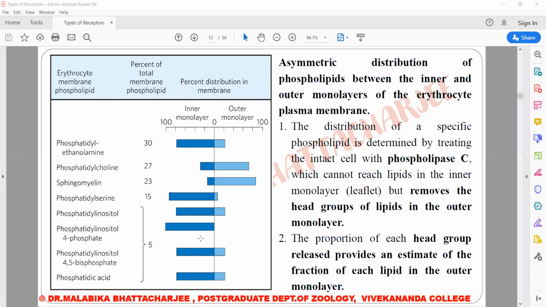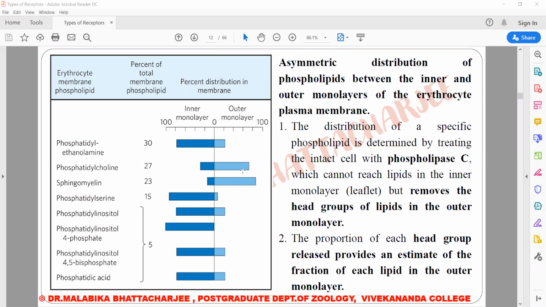Now, if we look into the distribution of the phospholipids between the 2 bilayers, there is an inner surface and there is an outer surface. In the inner surface, as you can see, some phospholipids, for example, phosphatidylethanolamine, phosphatidylserine, phosphatidylinositol 4-phosphate, 4,5-bisphosphate, and phosphatidic acid are present more. And on the outer surface, we have phosphatidylcholine and sphingomyelin in greater excess.